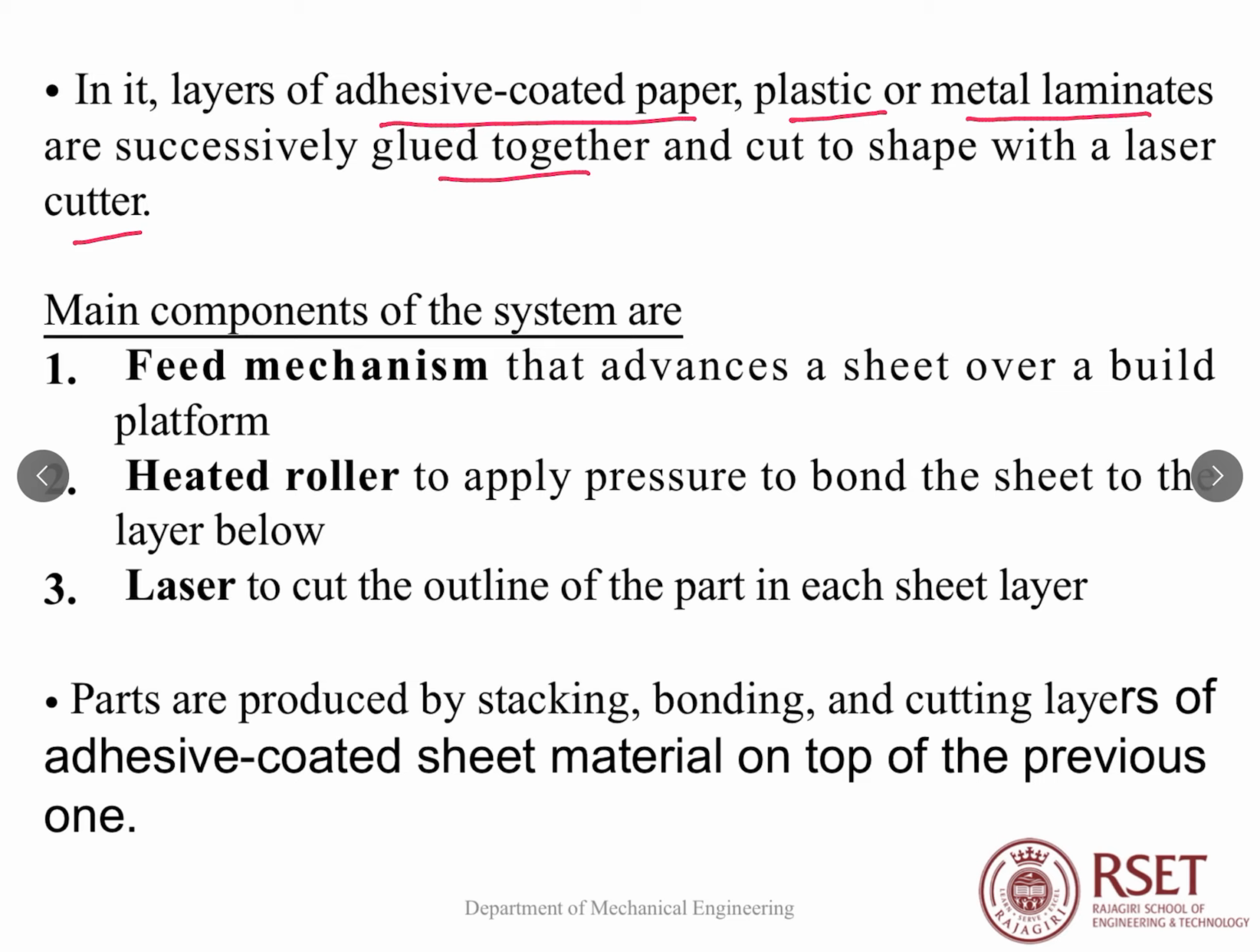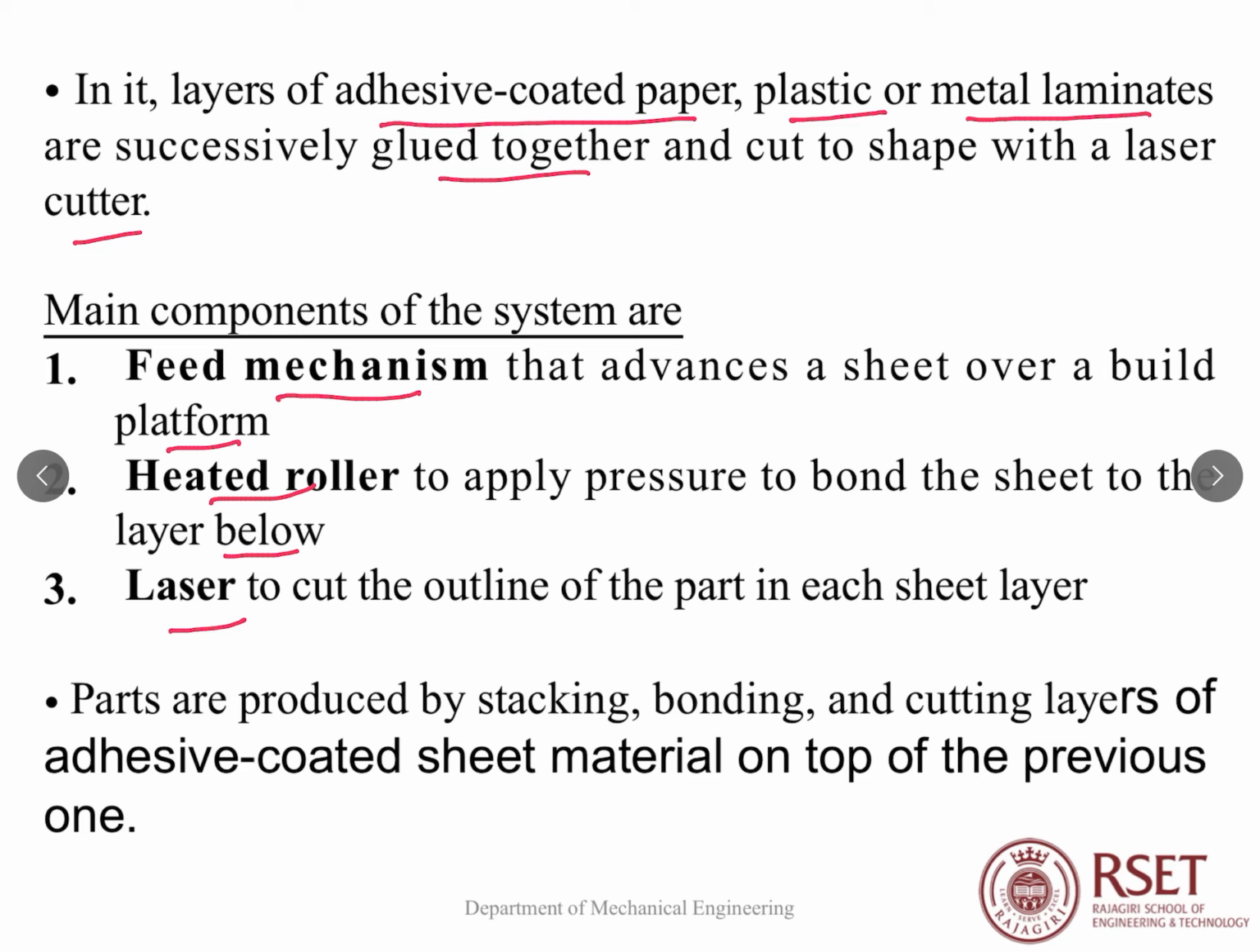The main components of this system are a feed mechanism, a heater roller and a laser. The feed mechanism, with two rollers, advances a sheet onto a build platform. The heater roller supplies pressure to bond the sheet to the layer below. As I said, this adhesive coated paper gets cured by heating, so the adhesive acts and it gets bonded to the bottom layer.